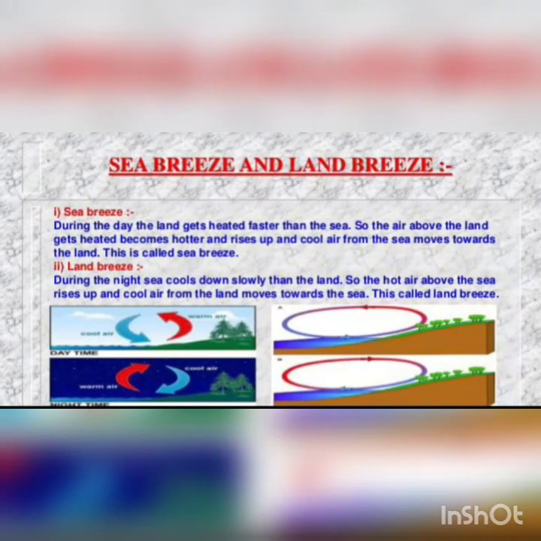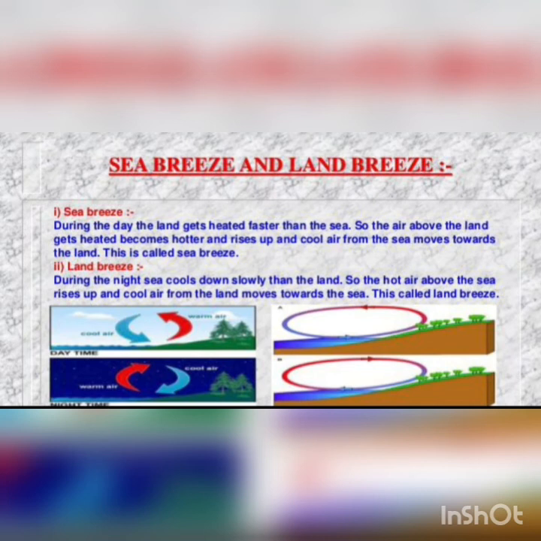There is one more thing: sea breeze and land breeze. Sea breeze occurs during the day, when the land gets heated faster than the sea. So the air above the land gets heated, becomes hotter and rises up, and cool air from the sea moves towards the land. This is called sea breeze.